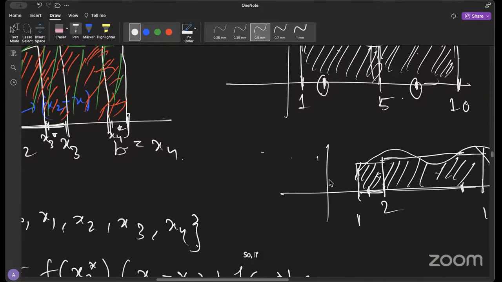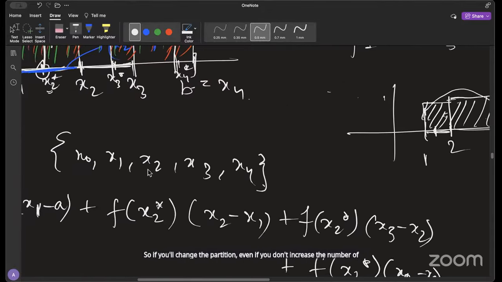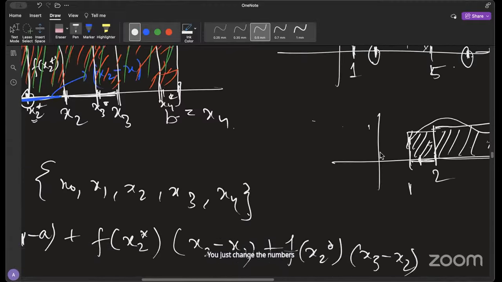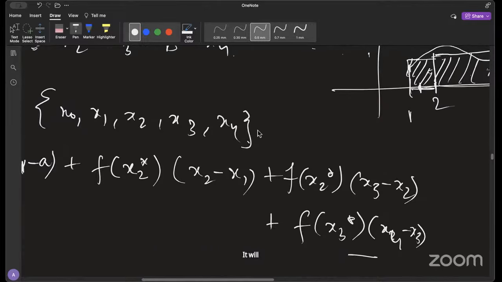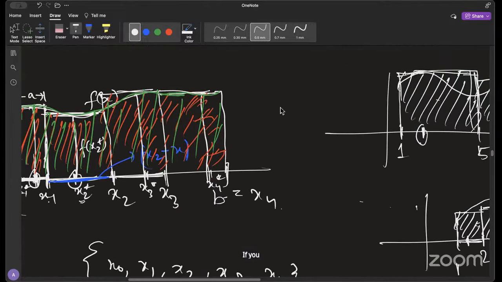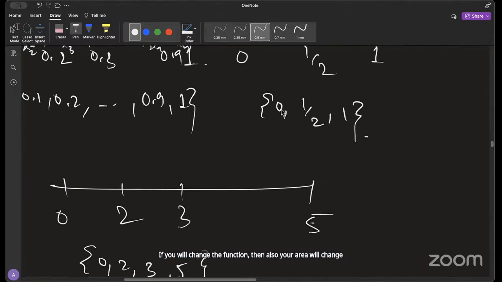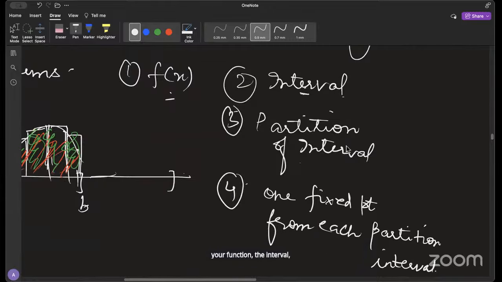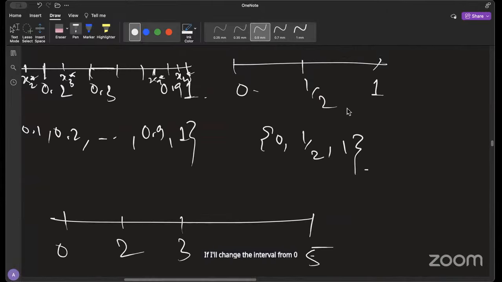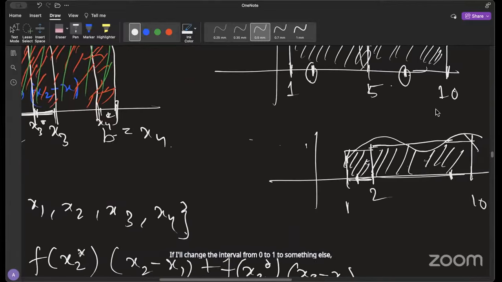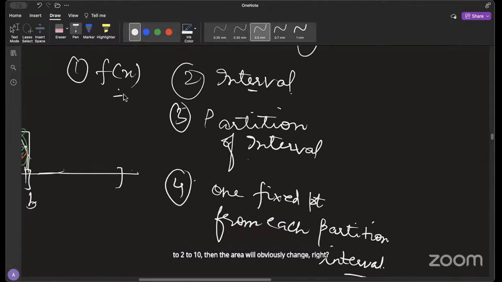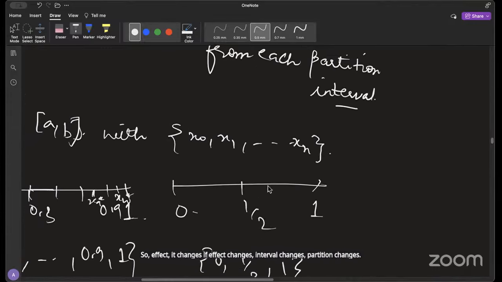So if you change the partition, even if you don't increase the number of partitions, you just change the numbers, then also your area is going to change. If you increase the number, then also your area will change. If you change the function, then also your area will change. So it depends on these four things. Your function, the interval. If I change the interval from 0 to 1 to something else, or from 1 to 10 to 2 to 10, then the area will obviously change, right? So f(x) changes, interval changes, partition changes, or the fixed point changes.